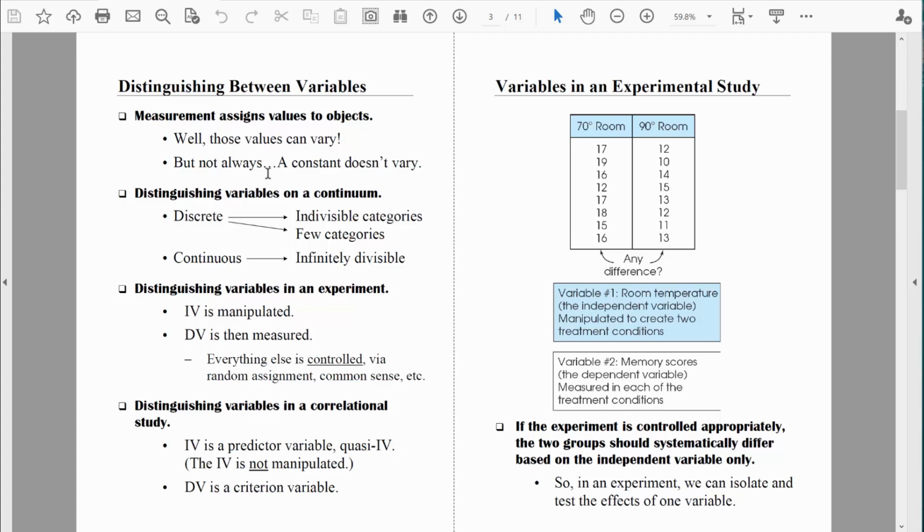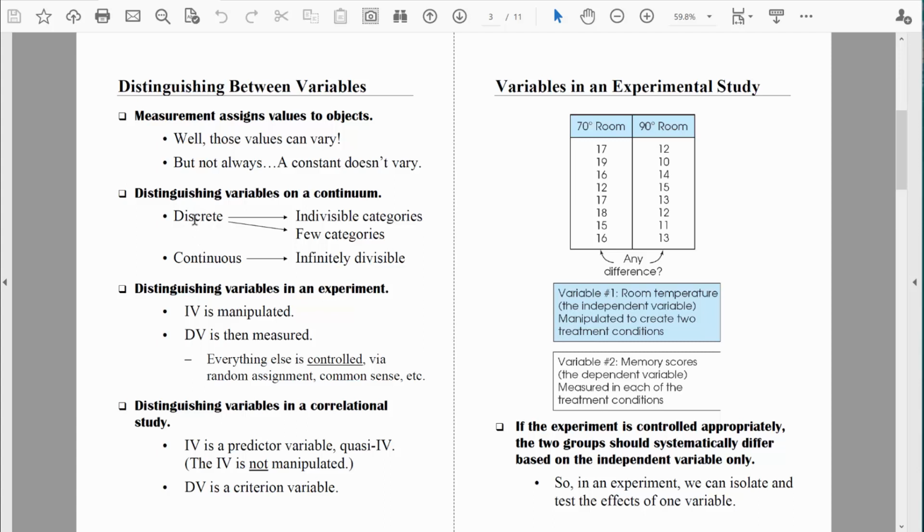Let's spend the remaining time in this video talking about how we can distinguish variables. We'll talk about distinguishing variables on a continuum. We'll talk about distinguishing variables that we use in an experiment. And we'll talk about how we can distinguish between variables that are used in a correlational study. First, let's talk about distinguishing variables on a continuum. In that context, we can think about variables as either being discrete or continuous.